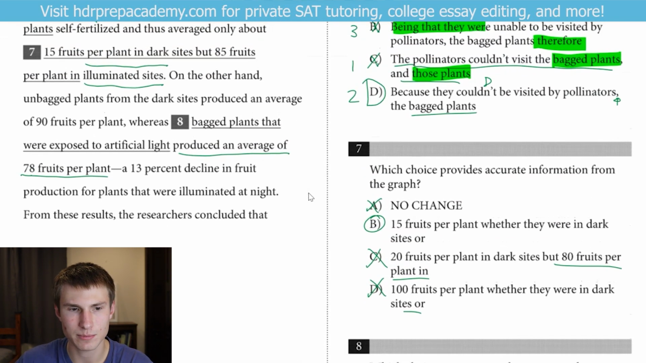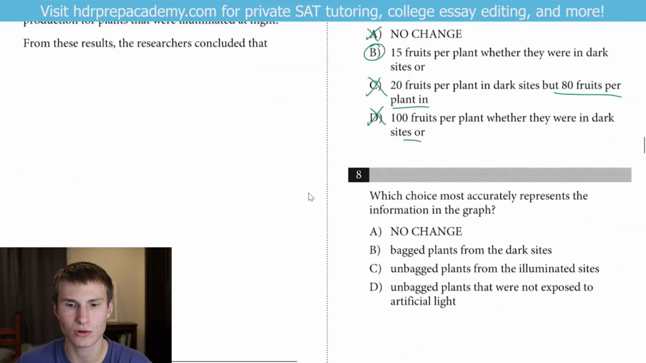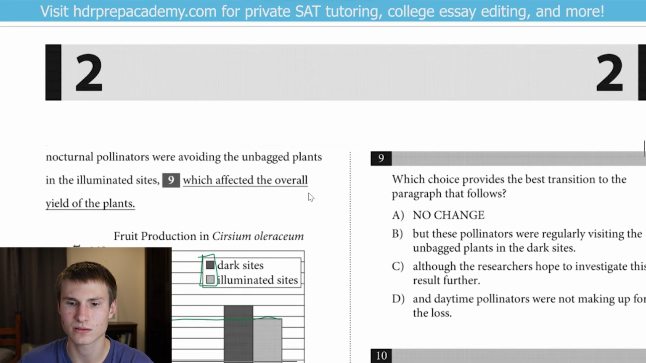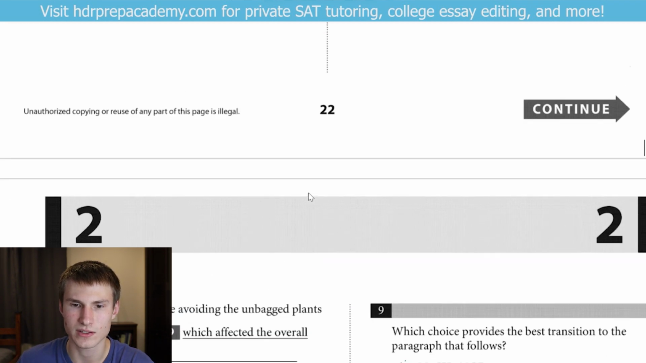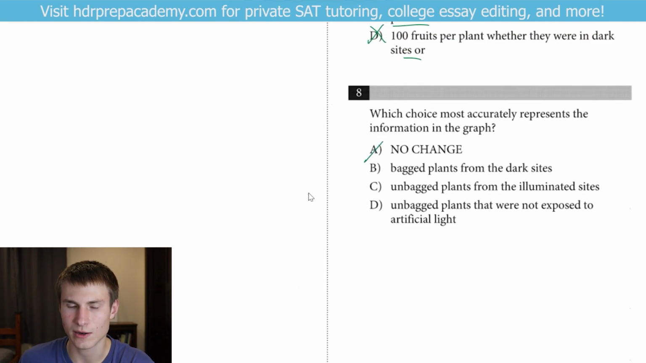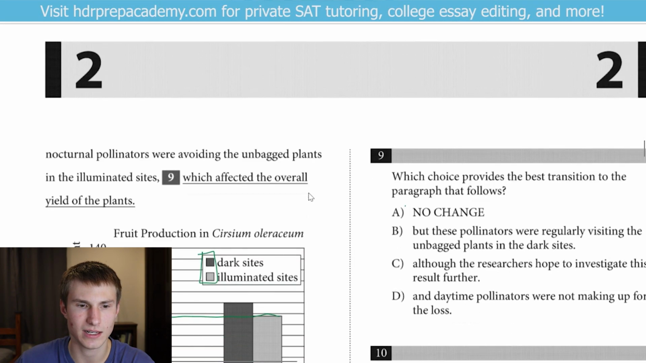So we have bagged plants that were exposed to artificial light. No. Okay, it's got to be unbagged and illuminated. So we got, this is question 8. Okay, so A's off. Okay, it's not bagged plants, so B's wrong. C, unbagged plants from the illuminated sites. Yes, that'll be our correct answer. Okay, going to number 9 now.